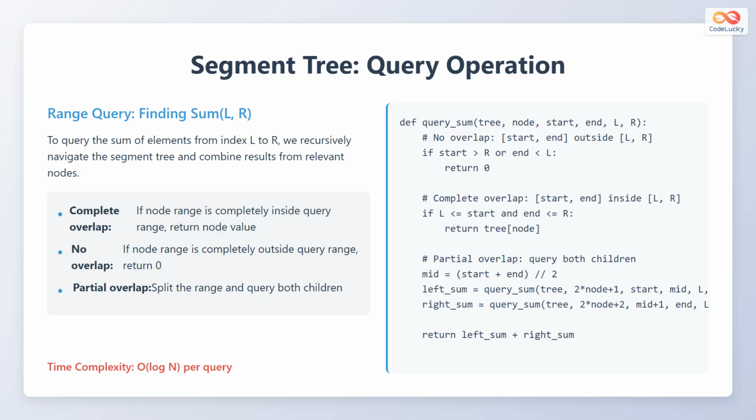First, complete overlap. If the node range is completely inside the query range, we simply return the value stored in the node. Second, no overlap. If the node range is completely outside the query range, we return 0, indicating no contribution to the sum. Third, partial overlap. If the node range partially overlaps the query range, we split the range into 2 halves and recursively query both children, combining their results. The time complexity of the query operation is O(log n) per query.